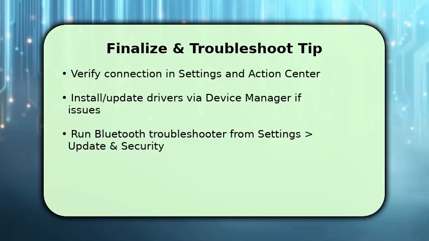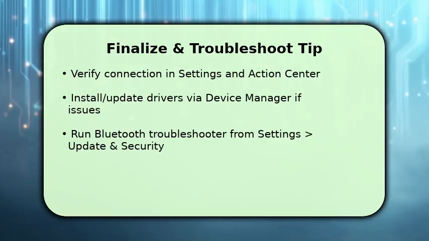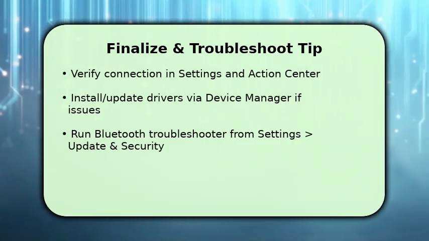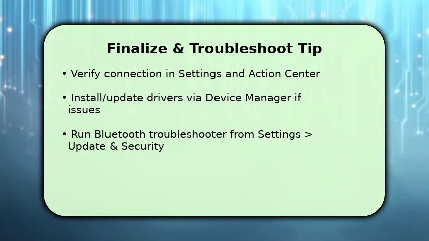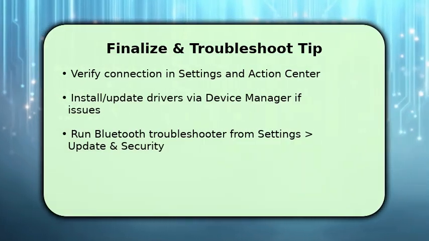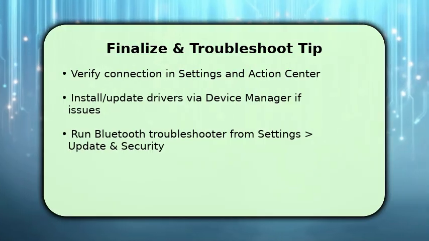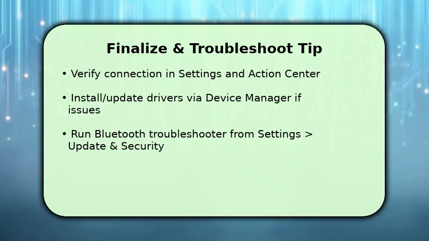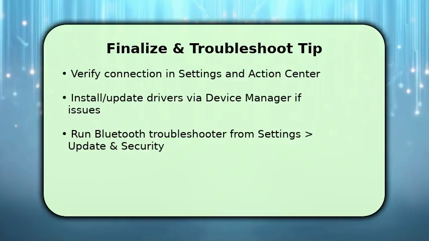If Windows cannot pair or the device disconnects, make sure drivers are current. Open Device Manager, update or reinstall the Bluetooth adapter driver. If problems persist, run the built-in Bluetooth troubleshooter from Settings, Update and Security, Troubleshoot. It automatically fixes common conflicts and hardware-related issues.